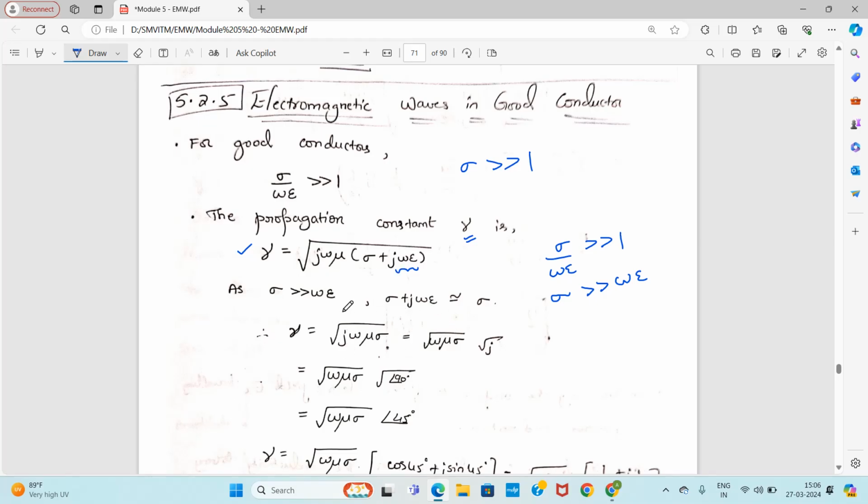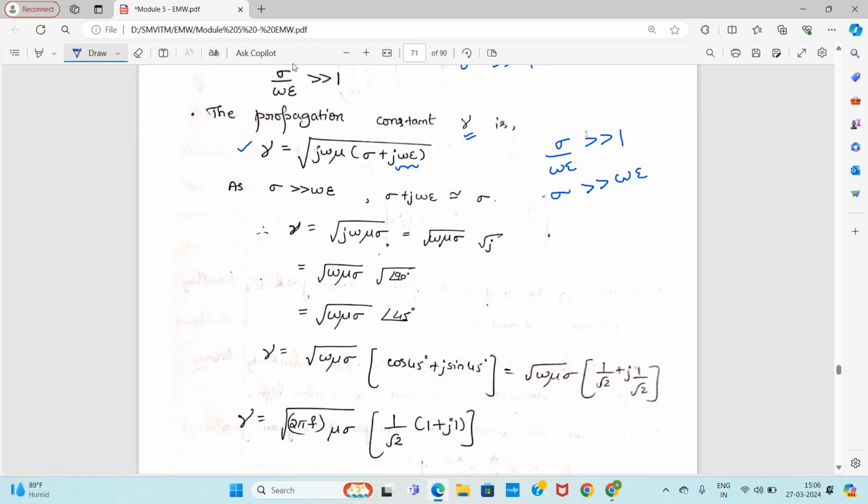So in this equation, I can ignore this term, which then results in a formula like this, right? So in the previous problem, with this assumption that our sigma value is very high compared to omega epsilon, I can remove this insignificant term, in which case I will be getting the equation for propagation constant as root of j omega mu sigma. Further, they have kept this omega mu sigma as it is. They've taken this root j. If I convert this, j is nothing but rectangular form. If I convert it to polar, it becomes 1 at an angle 90 degree. So root of angle 90 degree will be 45 degree.